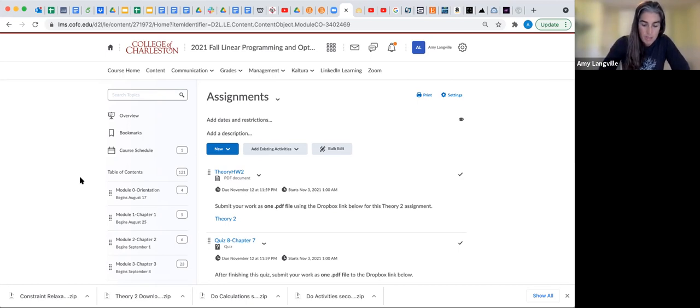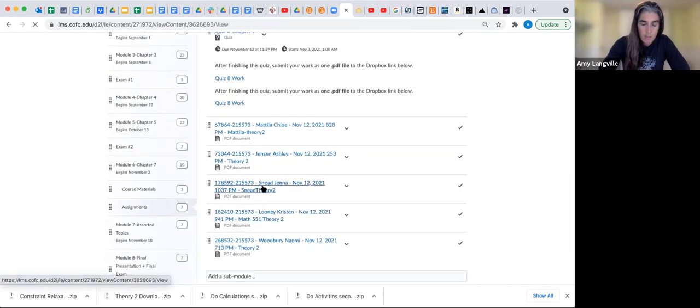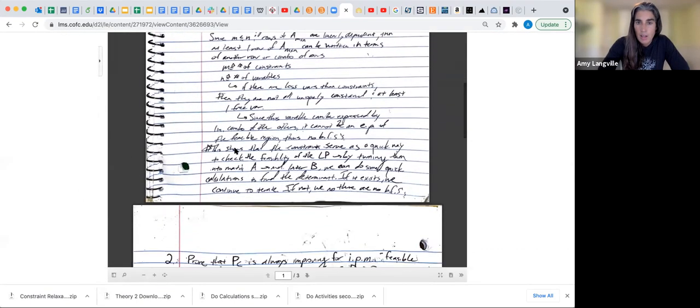Okay, and then let's look at number 2. Actually, I think I also liked Jenna for number 1. So let's look at that. Oh yeah, I like Jenna's summary here. In number 1, she's showing that the constraints serve as a quick way to check the feasibility, which was interesting. I hadn't thought about this. It's absolutely true. You could quickly check feasible or infeasible if you don't have any basic feasible solutions, right?